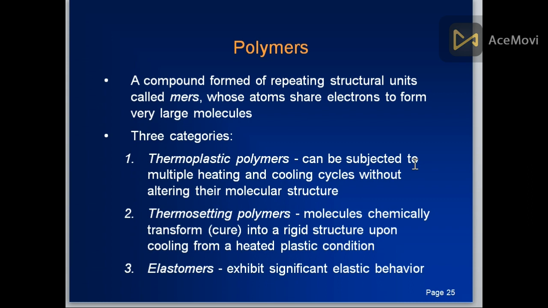Thermoplastic polymers can be subjected to multiple heating and cooling cycles. We can melt it and solidify it, again melt it, again solidify it for different shapes. Thermosetting polymers have molecules that are chemically transformed to a rigid structure upon cooling from the heated plastic condition, and elastomers exhibit significant elastic behavior.